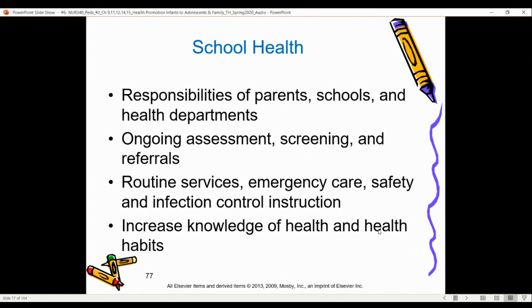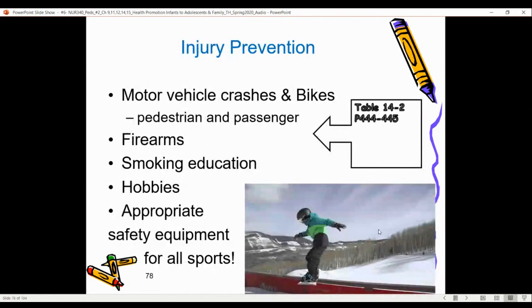And sometimes that includes giving teachers updates on what asthma protocols are, so that if a teacher has a kid that is an asthmatic, they know what to do, how to address that while they're in school. Injury prevention at this age, motor vehicle accidents. This is an age that we see increases in the motor vehicle versus pedestrian. So the kids are on their bikes and skateboards and those kind of things more now. So they're usually a pedestrian that gets hit by the car. So we want to make sure that we continue to teach those safeties.